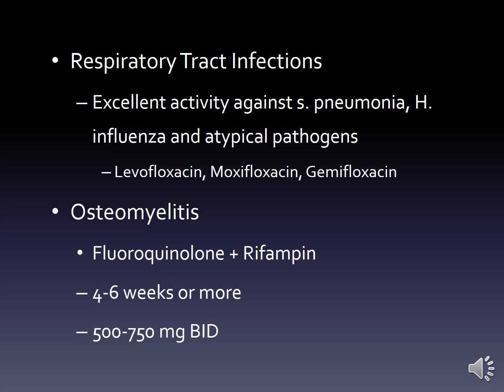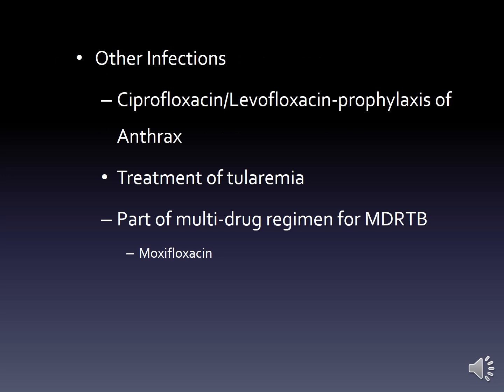For respiratory tract infections, it has excellent activity against Streptococcus pneumoniae, Haemophilus influenzae, and typical pathogens. For osteomyelitis, you give fluoroquinolone plus rifampin, but you have to give it as a long-term treatment, around 4 to 6 weeks. Other infections: if you get exposed to anthrax, you give ciprofloxacin or levofloxacin. You may also give this as a treatment of tularemia and as part of your multi-drug regimen for MDR-TB, especially moxifloxacin.